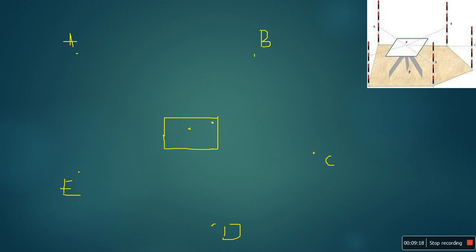Then after that, you have to mark the north line. Maybe it will be on the right side or maybe on the top left side. Then stop the rotating of the plane table or our trough compass, then clamp the plane table, so that it will not be rotated on the vertical axis.